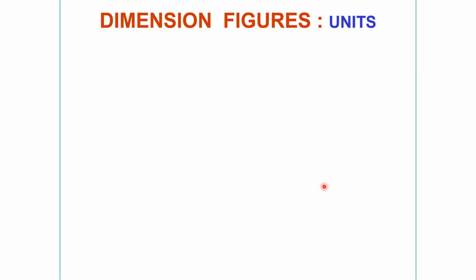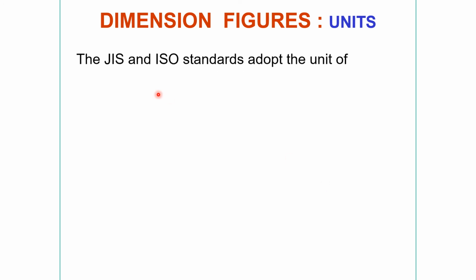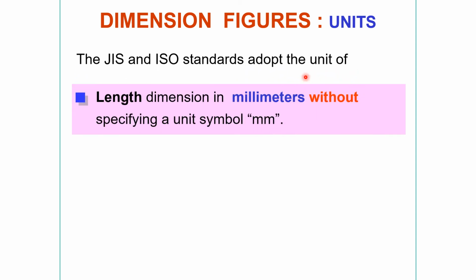Dimension figures, units. The Japanese and ISO standards adopt the unit of length dimension in millimeters without specifying a unit symbol. Millimeter means you put dimensions 22, 23 on all sides of the object, and in the note you will write that all the dimensions are in millimeters. So there is no need to write the symbol everywhere.